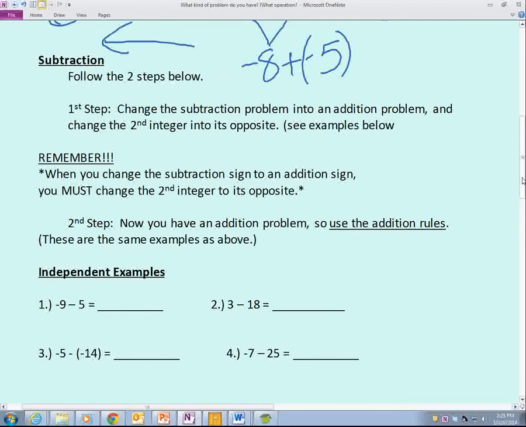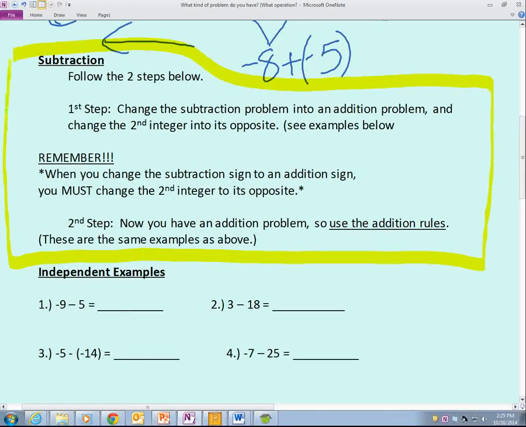I want you to put a box around it, because that way you know that you need to memorize it.